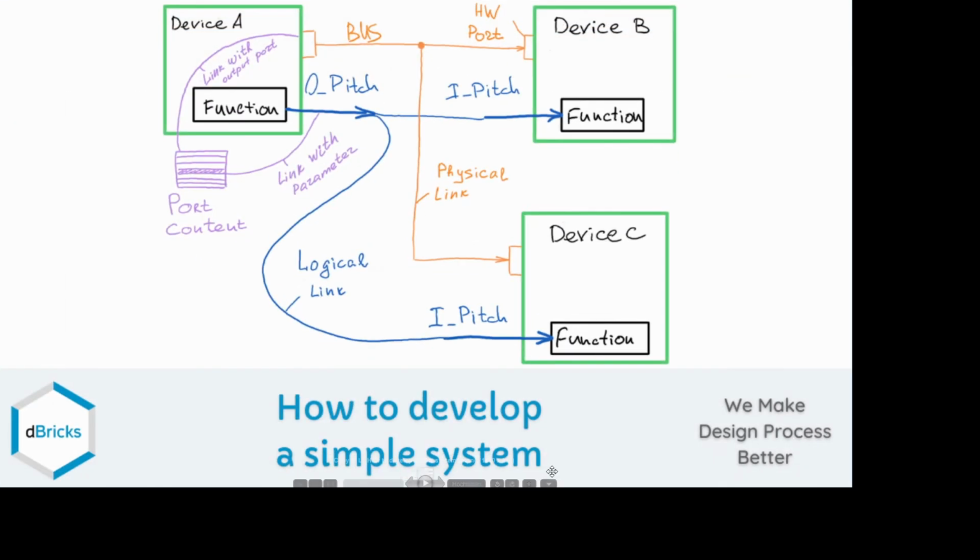Now we have created the logical link between the device A function and the device B function by linking output pitch with input pitch. And we created the logical link between the device A function and the device C function also by linking output pitch with input pitch.